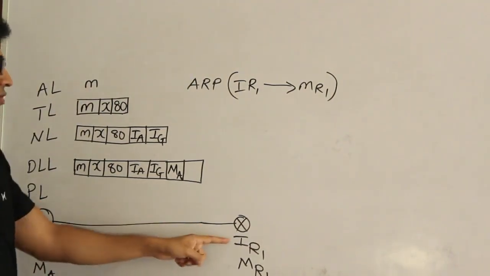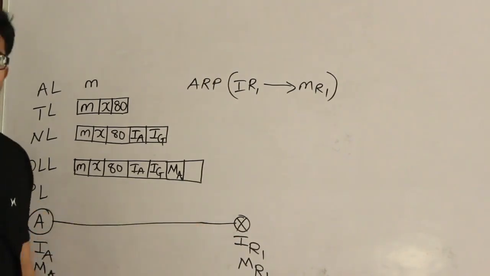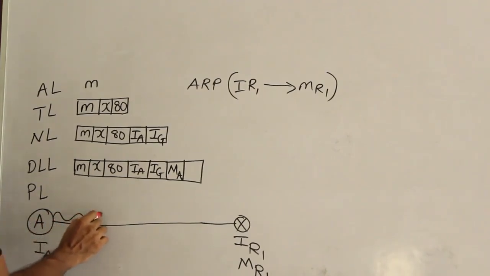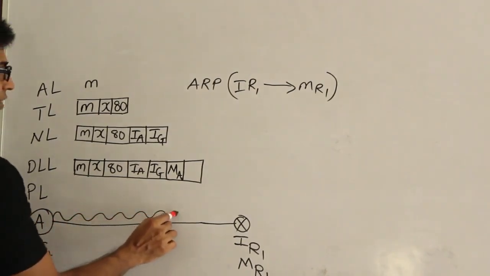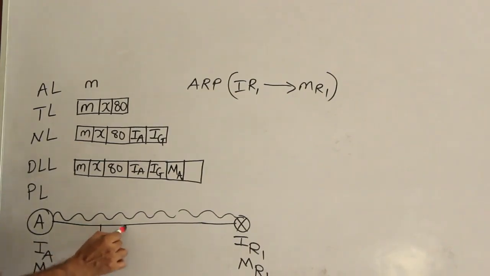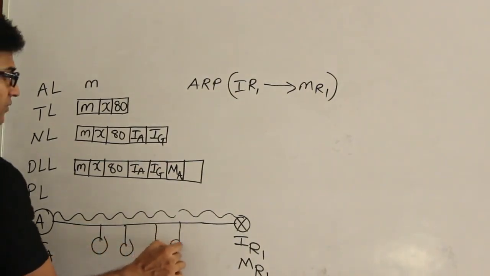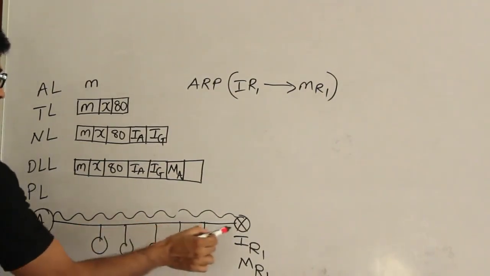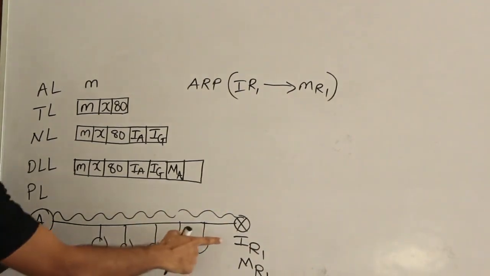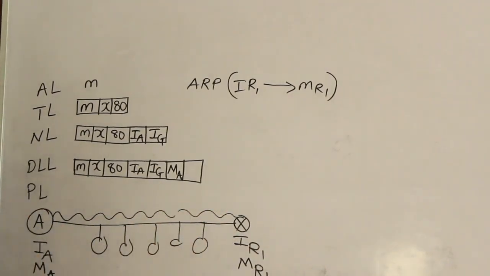Now I want to find out the MAC address of the router. Therefore, for that procedure, before sending anything, host A is going to send something called an ARP request. This ARP request will be seen by everyone in the network. Everyone will listen to this, and in this ARP request we are actually asking, I know the IP address of the router, but I don't know the MAC address of the router, please send me the MAC address of the router, right?